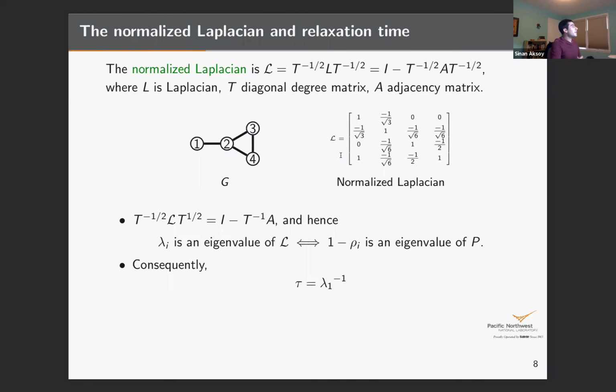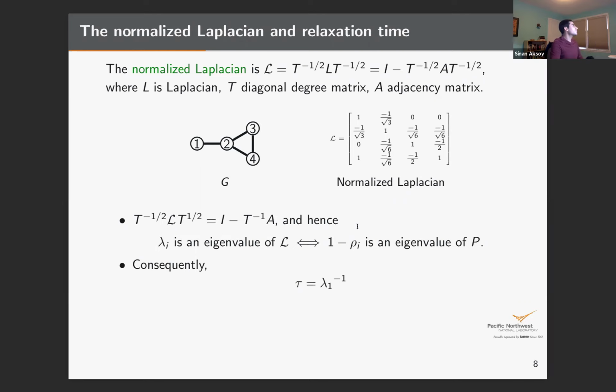So looking at the definition, it may look a little bit odd, this matrix. But if you take a moment to observe that if I just conjugate this matrix by this diagonal matrix of degrees raised to the 1/2 power, I get that it's the same as the identity minus, and what's the second term? The second term is just this probability transition matrix that we began with. So from that, we immediately get that the eigenvalues of the normalized Laplacian are really just 1 minus the eigenvalues of this probability transition matrix.